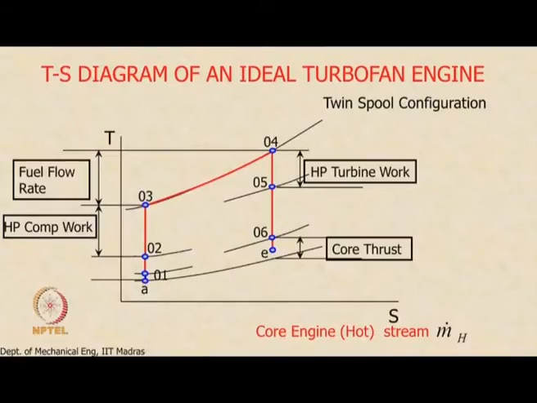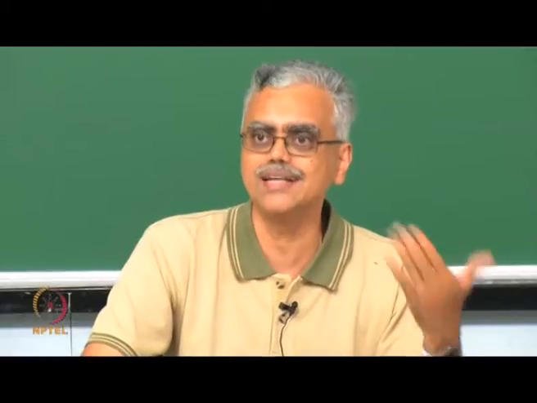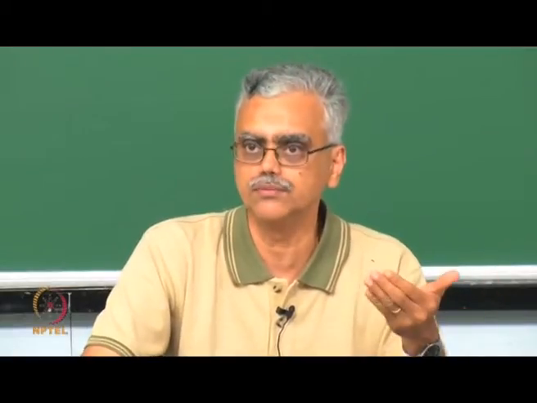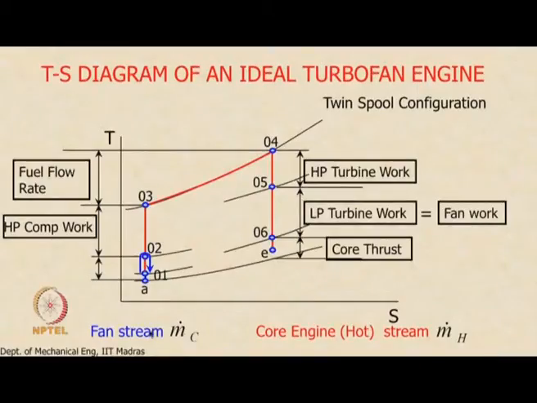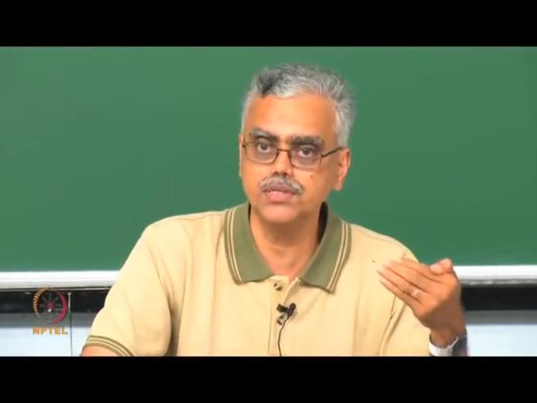What I am going to do next is overlay the thermodynamic processes undergone by the air that goes through the fan alone, or the bypassed air alone. We denote that mass flow rate as m dot c. So this is the fan stream. m dot c is the amount of air that is bypassed around the core engine. So the total mass flow rate through the entire engine is going to be equal to m dot c plus m dot h.